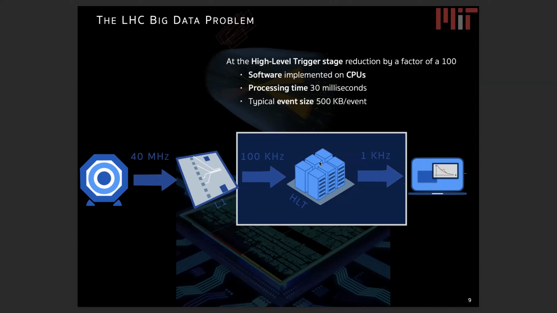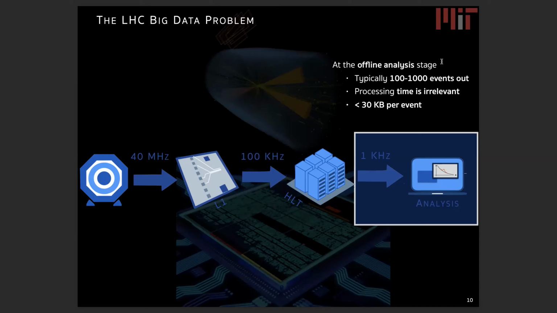Then this 100 kilohertz enters the so-called high-level trigger, which has to perform a further reduction of the rate by 100. That's already a farm of CPUs, and the processing time that is allowed is much larger, but the typical event size is the same. Finally, 1 kilohertz is written down on disk and can be analyzed offline. Offline, you have some further reduction of the size of your data because you have a lot of background events that you're not interested in. Typically you have like 100 or 1000 events for your analysis. There is no time limit for processing. You can do as many complicated things as you want. And there is usually a smaller event size.